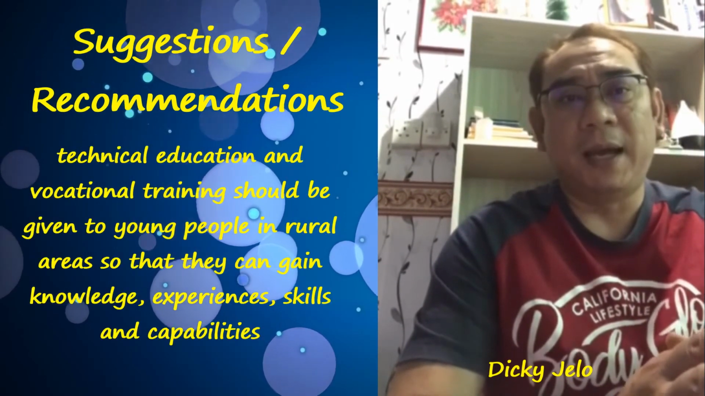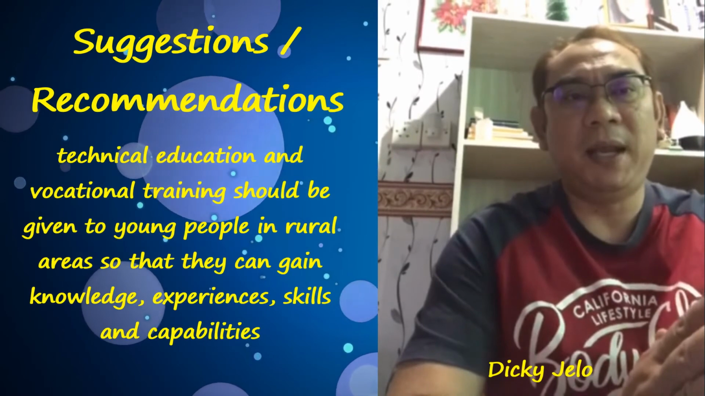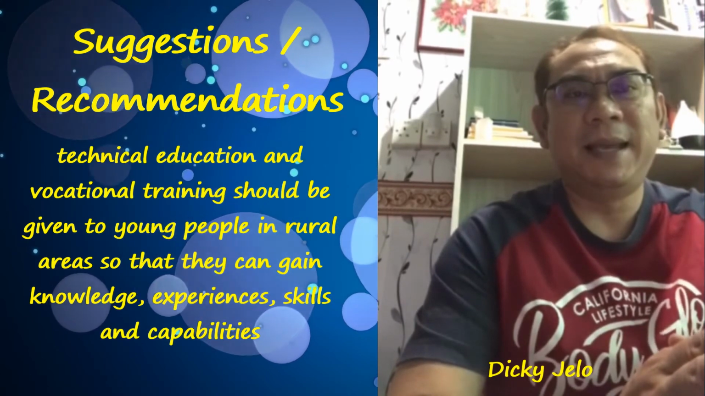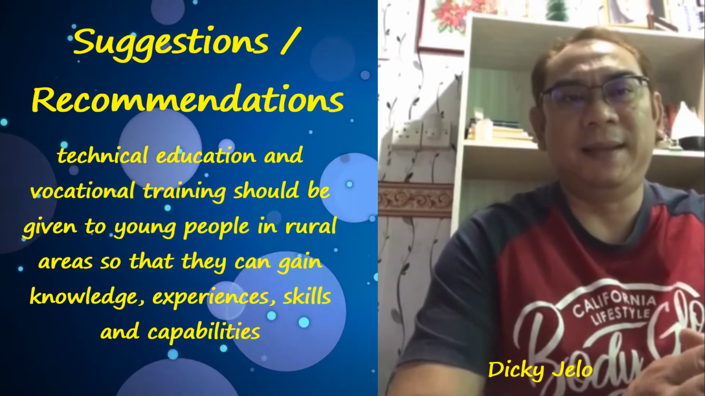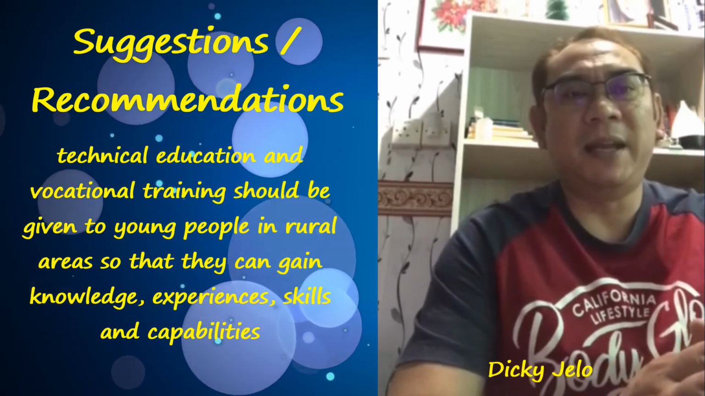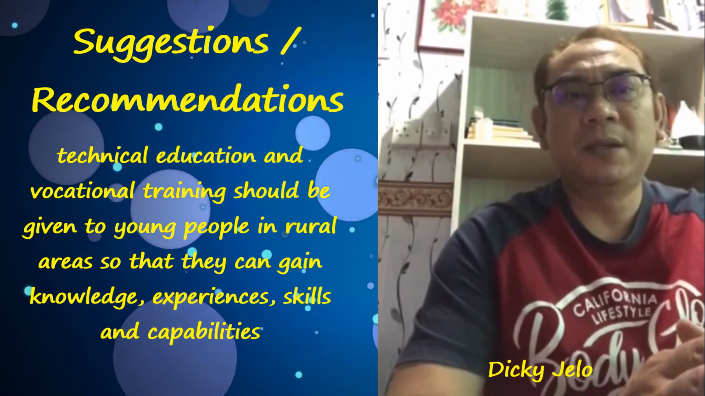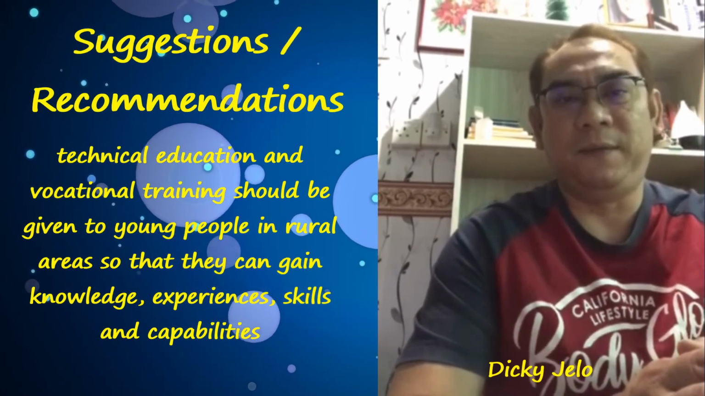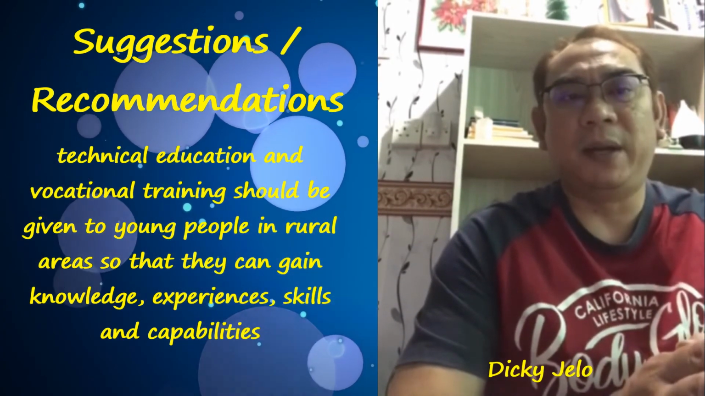Therefore, according to Hatta in 2013, technical education and vocational training should be given to young people in rural areas so that they can gain knowledge, experiences, skills, and capabilities. It will help them to develop their skills and get hired and increase the quality of life. The Malaysian government should focus on development of human capital and improvement of human capital productivity. It will contribute to the Malaysian economic growth as well as eradicate poverty.